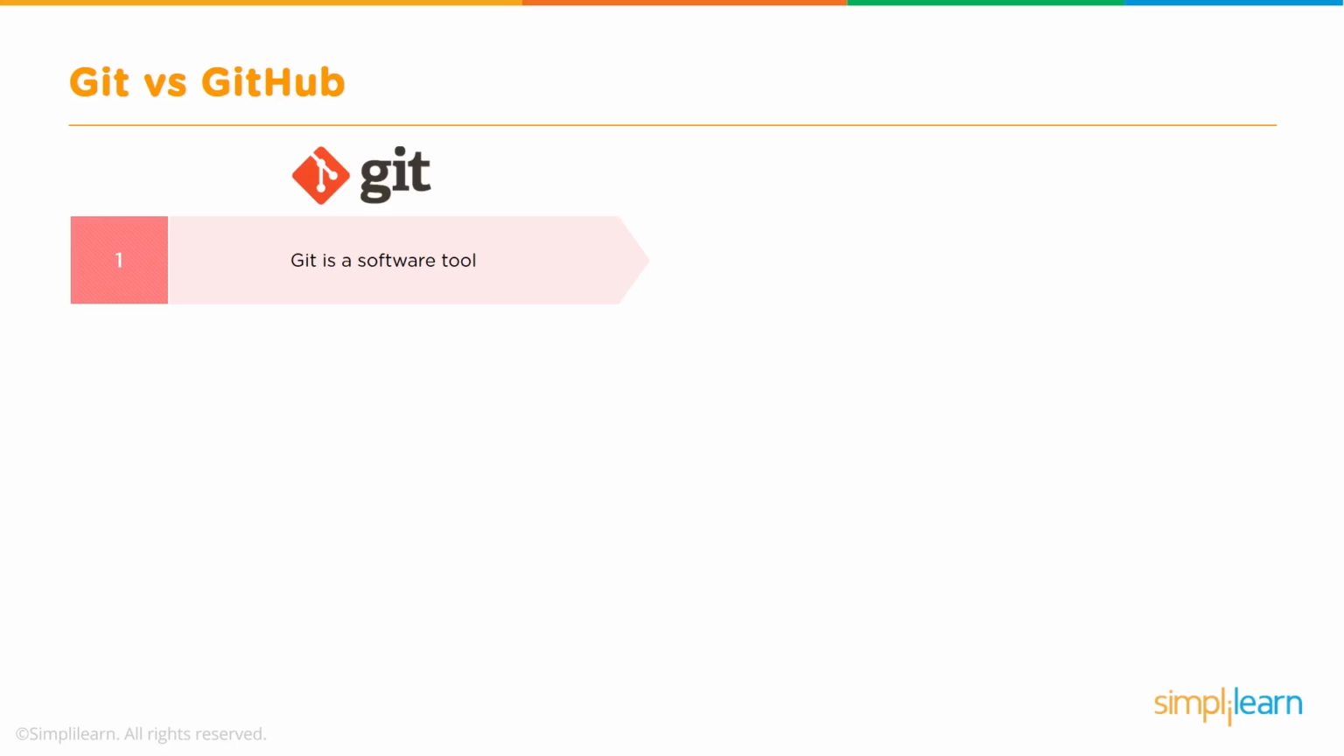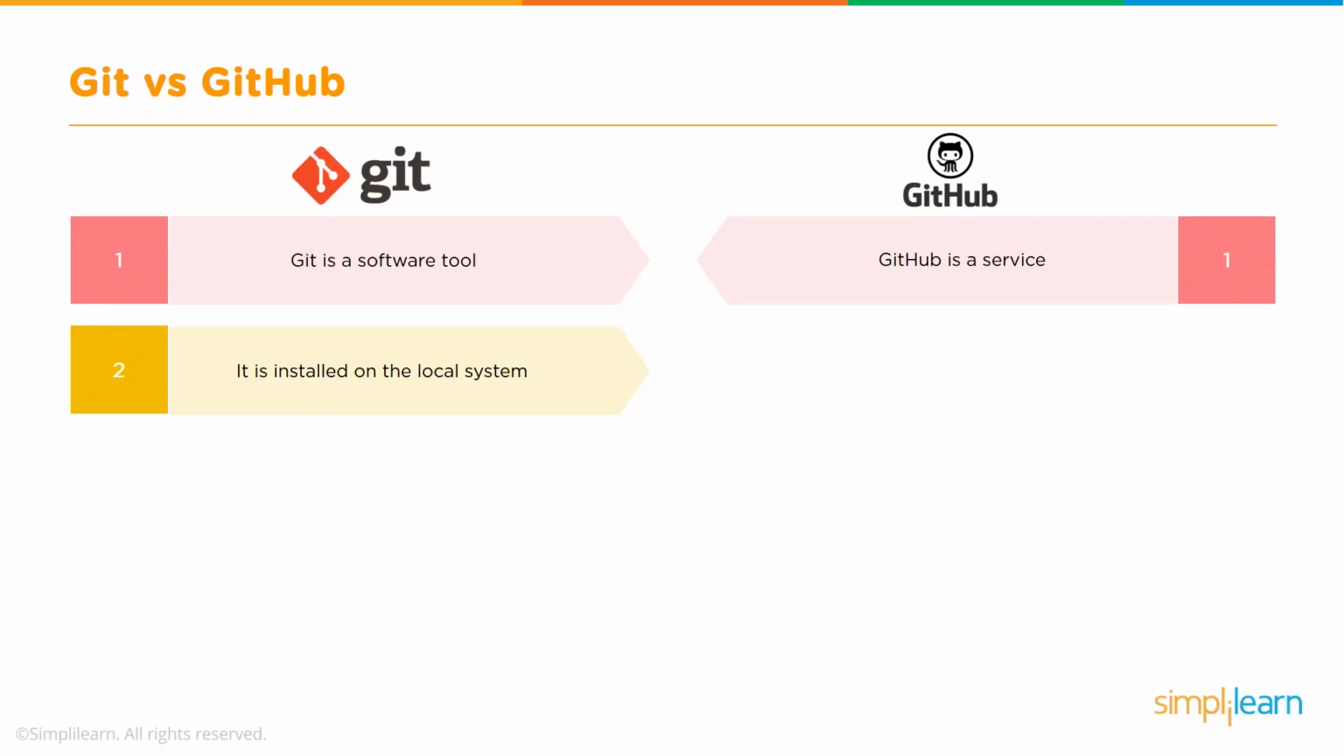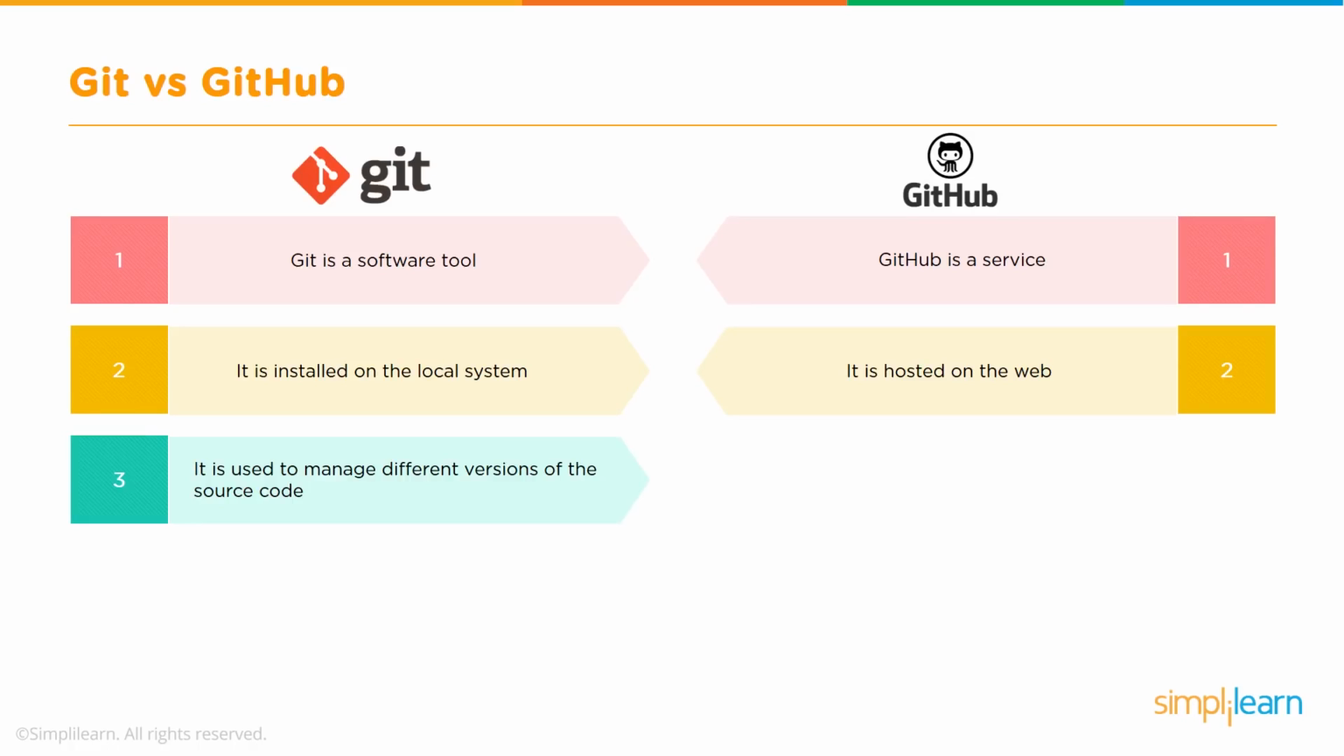So let's talk a little bit about Git versus GitHub. Git is a software tool, whereas GitHub is a service, and I'll show you how those two look in a moment. You install the software tool for Git locally on your system, whereas GitHub, because it is a service, is actually hosted on a website. Git is the software that's used to manage different versions of source code, whereas GitHub is used to have a copy of the local repository stored on the service, on the website itself.